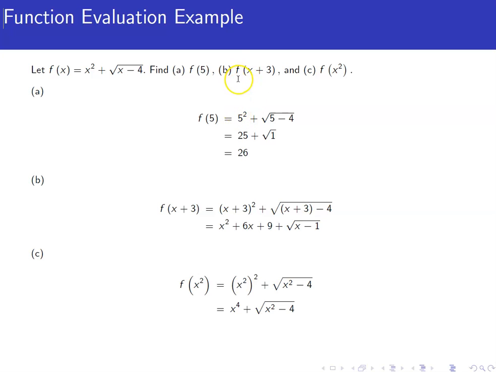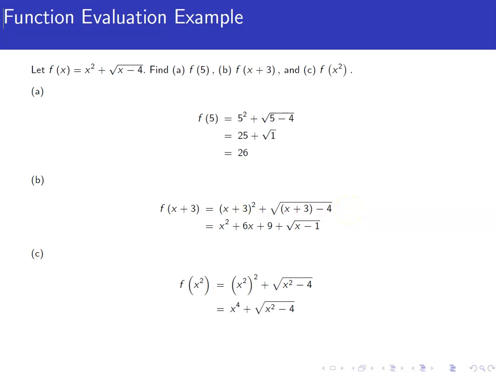For the second one, this asks for f of x plus 3. Now again, this does not mean take f of x and add 3 on the end. Okay, very important. This means we're going to take out the x and put in the x plus 3 in its place. So in this case, we'll have x plus 3 quantity squared, because we took out the x and put in x plus 3, plus square root of, again, take out the x, put in x plus 3. So square root of x plus 3 minus 4.